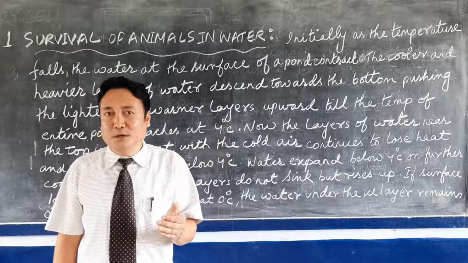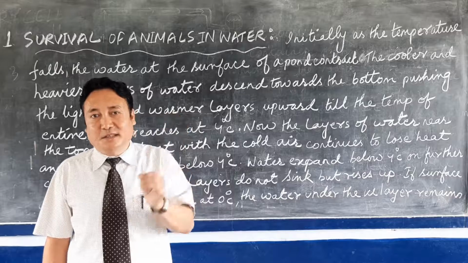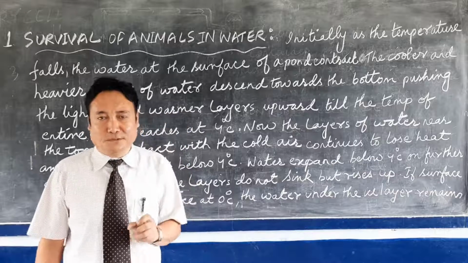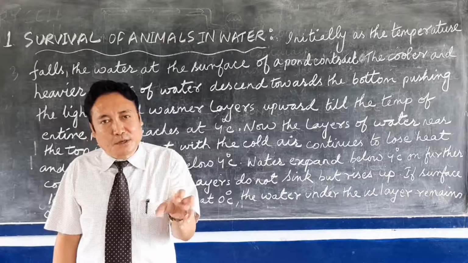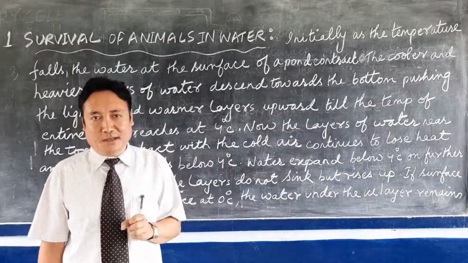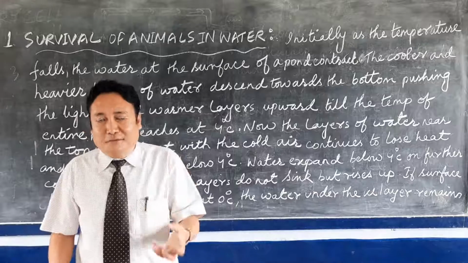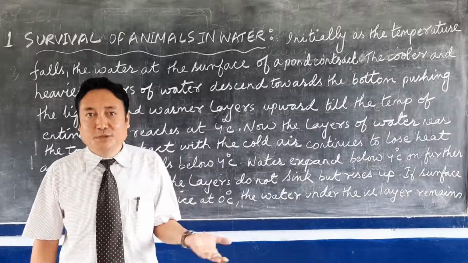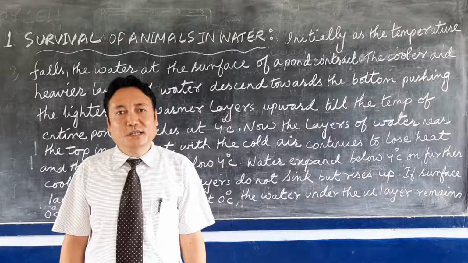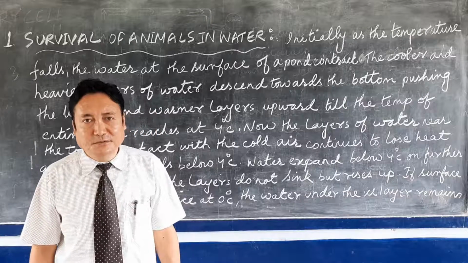How do they burst in the winters? The fruits contain water in their cells. During the winters the water expands. The water which is present in the cell expands, and therefore the cell bursts. So these are the consequences of anomalous expansion of water.